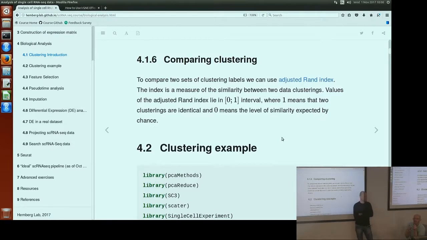And as far as I know, there are no methods out there that are able to incorporate the spatial information when doing the clustering.